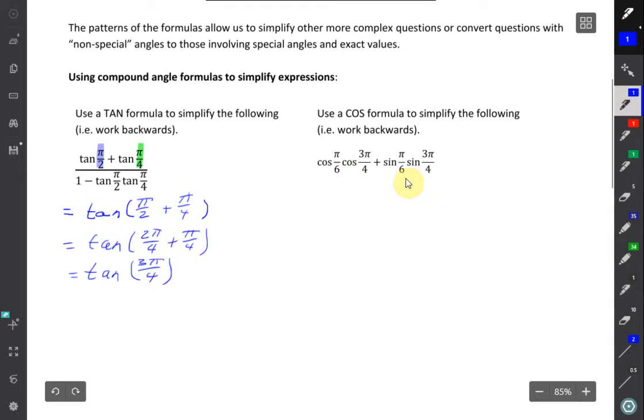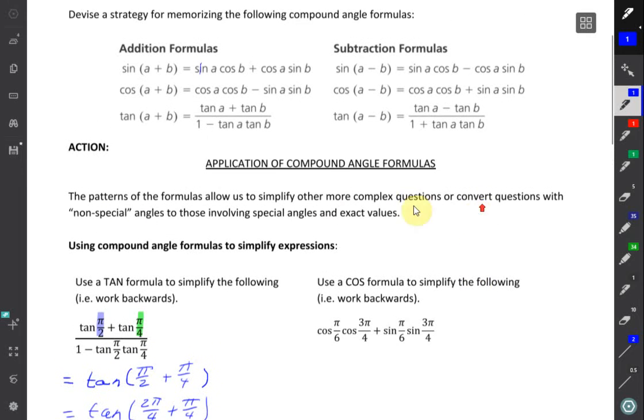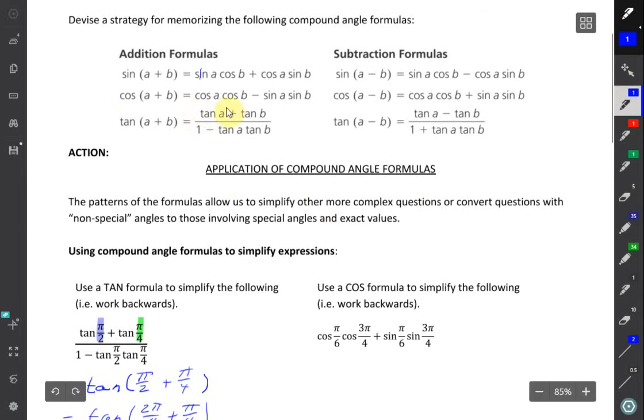Coming over to this cos expression, notice the pattern cos. So I know that is the cos formula, either addition or subtraction. So I'm looking at the sign in the middle, and I see that the sign in the middle is positive.